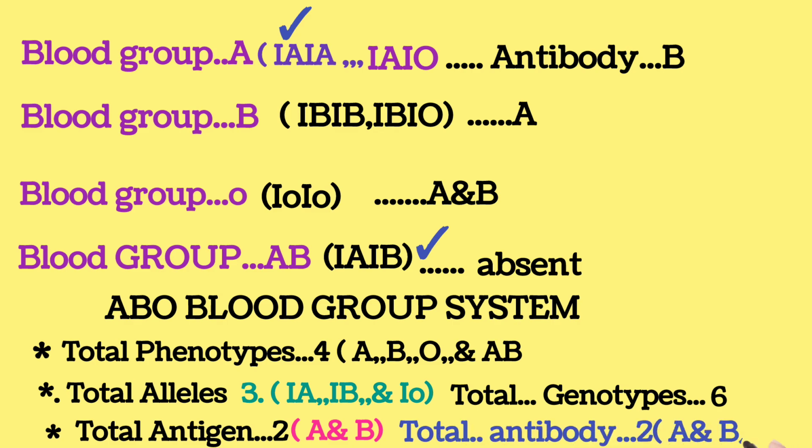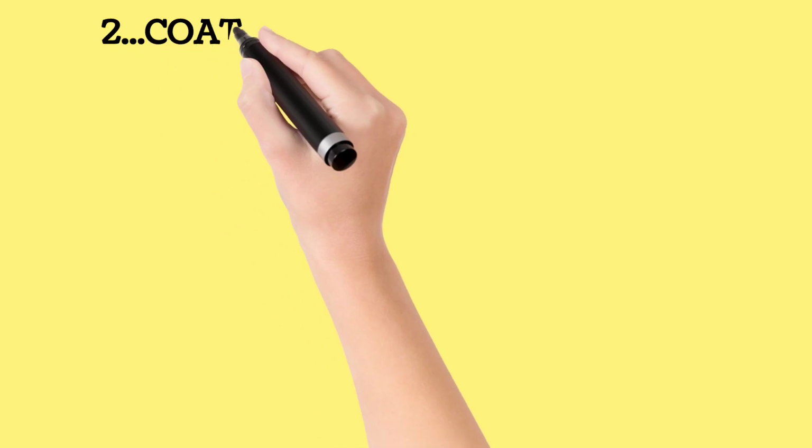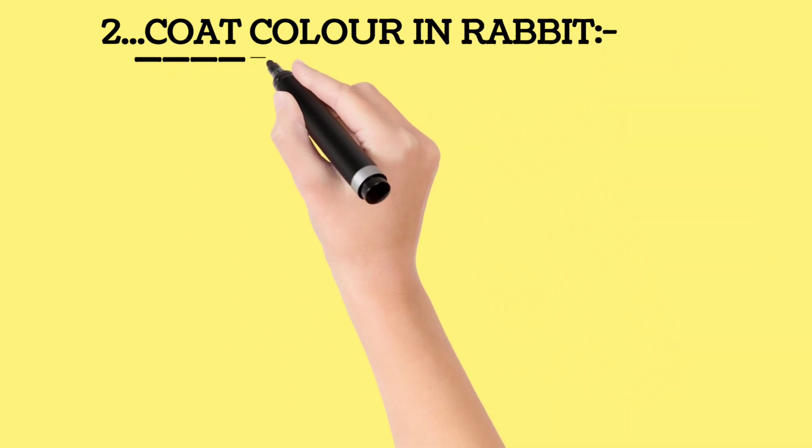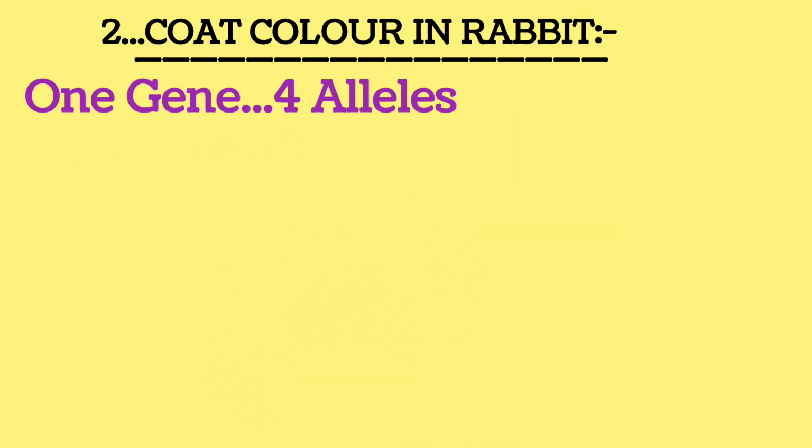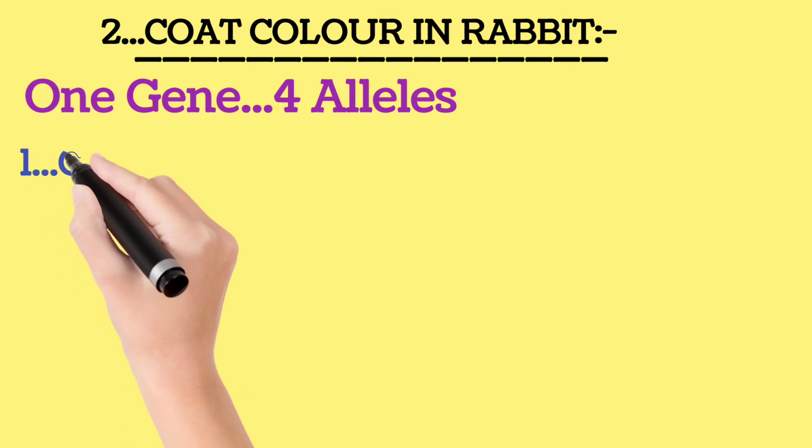It was a brief explanation about the ABO blood group system. Now jumping to the next very important and prominent example of multiple allelism. This is coat color in rabbit. Now this character is controlled by one gene having 4 alleles. So this is also a good example of multiple allelism. Let me show you the allele combinations.